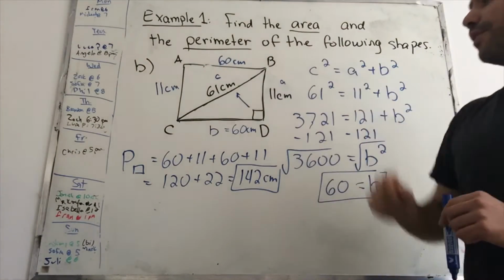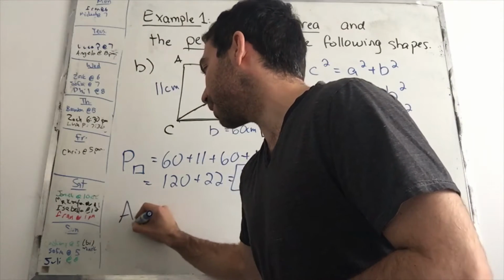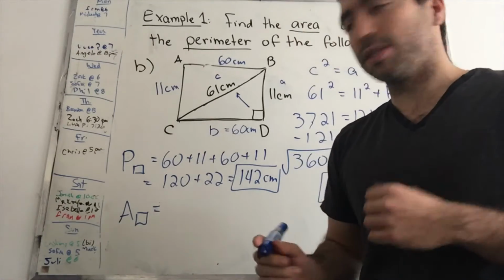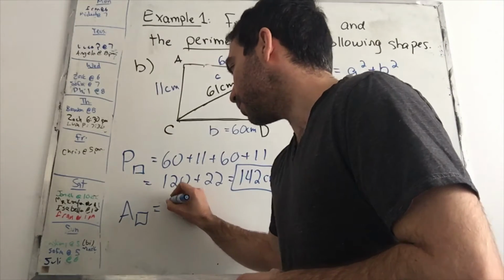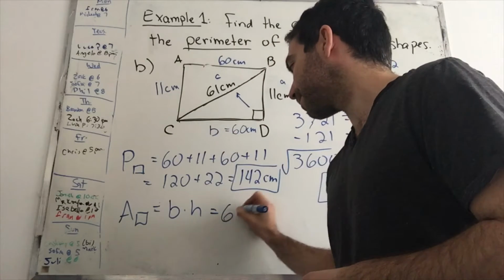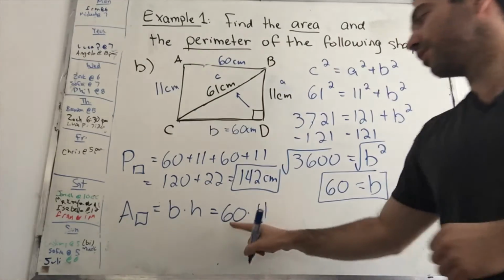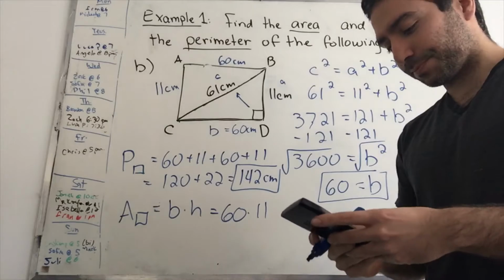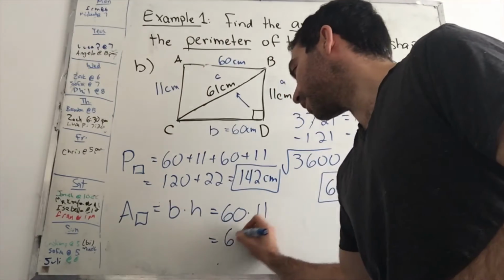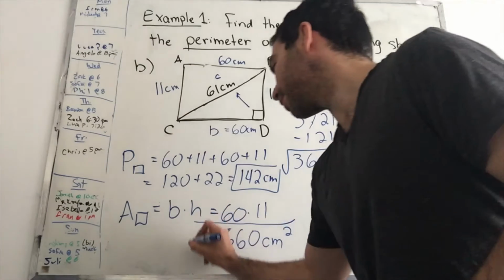Next, we have to find the area as well. How do you find the area of a rectangle? You have to remember your formula that the area of a rectangle is length times width. Or you could use base times height, whatever your teacher uses, that's fine. Let's use base times height, why not? So the base in this case is 60 times the height, which in this case is 11. So 60 times 11, 11 times 6 is 66, add the 0. And don't forget your units, centimeters squared, because it's area.